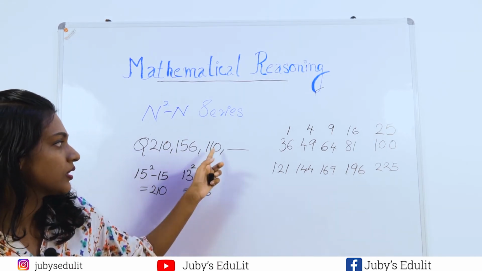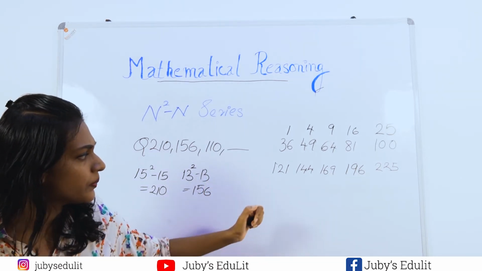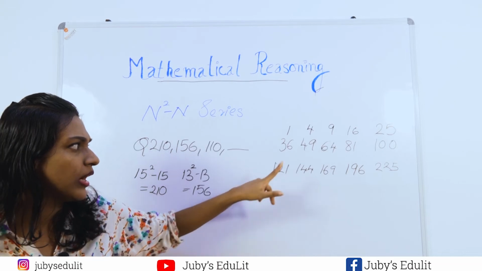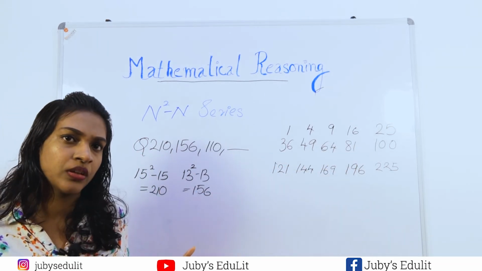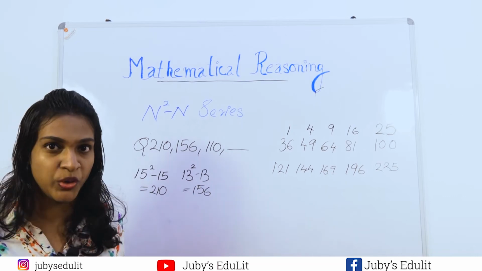Now let's see the third one, 110. Which number is closer to 110? 144? No. 121 and 100. Okay? So first we will go with the 121.